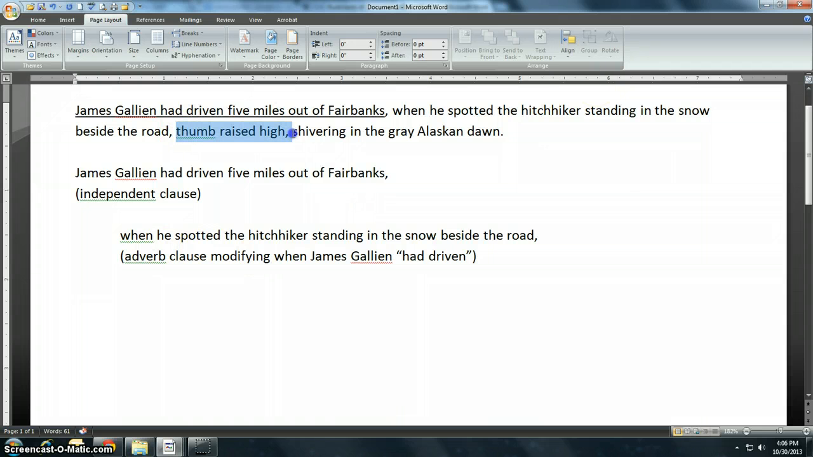Thumb raised high is the next little bit here. Now I'm going to ask myself, what is this modifying in this sentence? Whose thumb is raised? So we're talking about the hitchhiker. So here I've got a modifier, not modifying anything in the independent clause, but modifying something in the modifier before it. So I'm going to indent it one space from the modifier. So it's 2 spaces out from the margin.